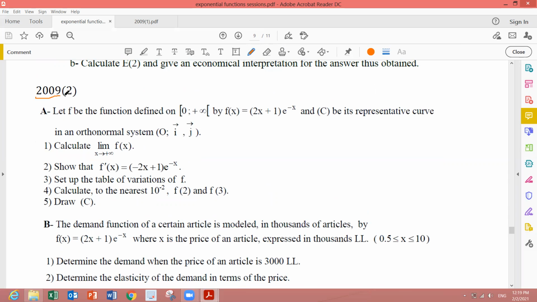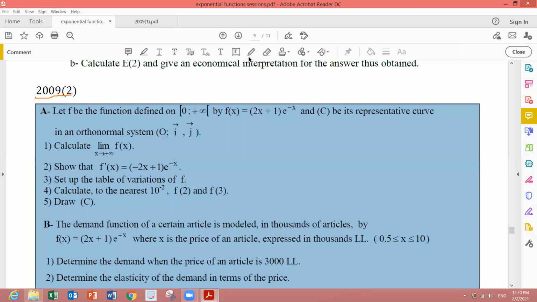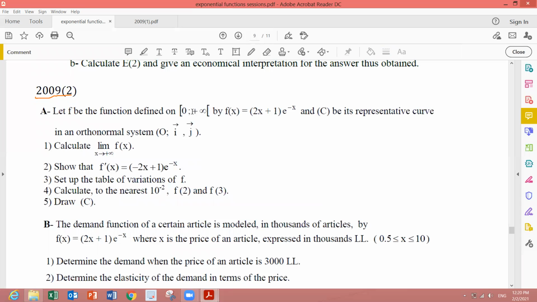2009 second chance. We have a function f defined on 0 to plus infinity by f(x) equals (2x plus 1) e to the minus x. The domain is 0 to plus infinity, and C is its representative curve in an orthonormal system. Calculate the limit as x tends to plus infinity of f(x).